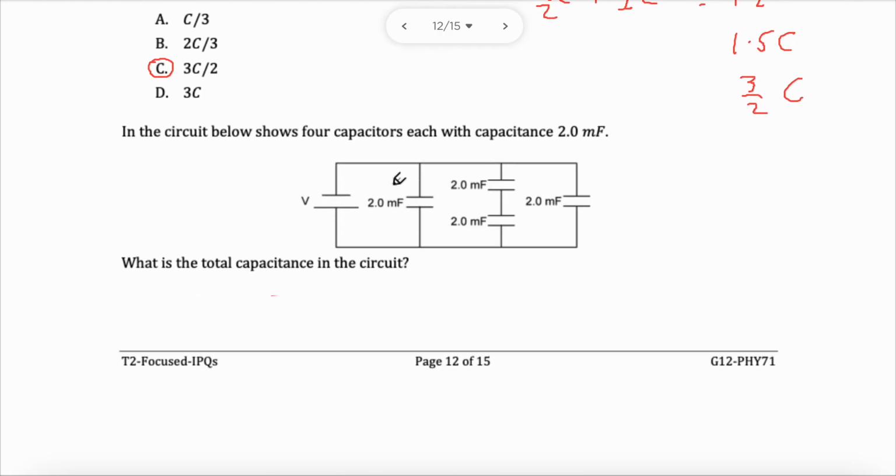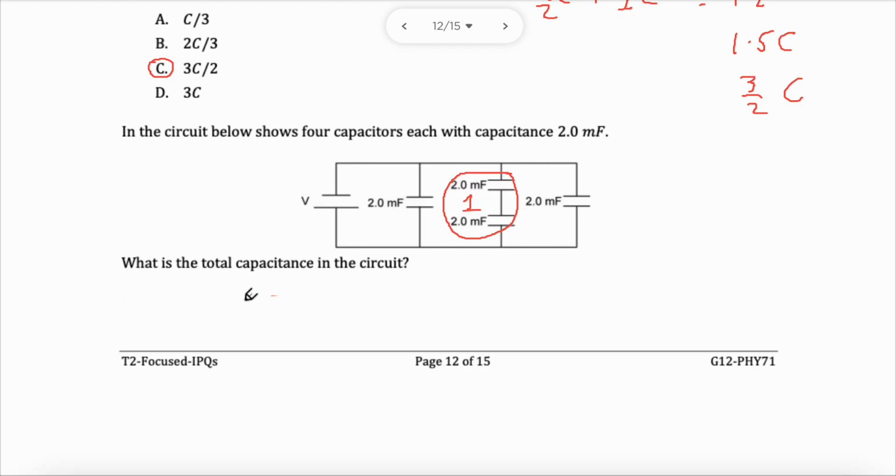What is the total capacitance? So I need to add them all together, but before I do that, I have these two in series, and that's going to be 1 over or 1 over again. If they're exactly the same, by the way, there's a little trick. This becomes simply half of that. If this is 2, the total will be 1. If this was 4, the total will be 2, and so on. If they're identical, you just divide by the number of capacitors. So that's 1.